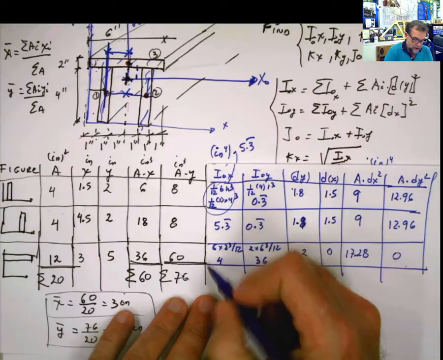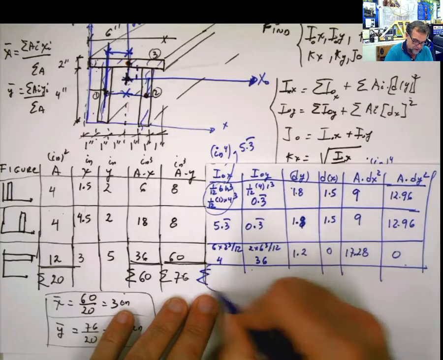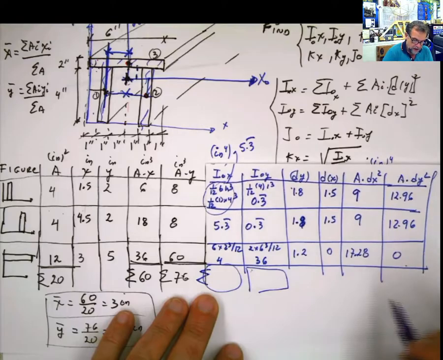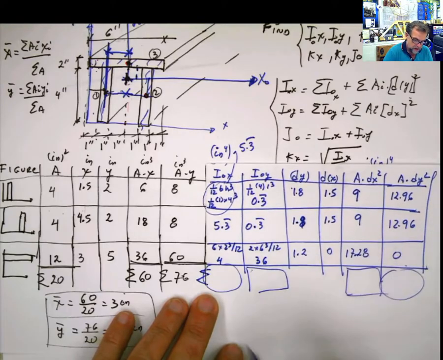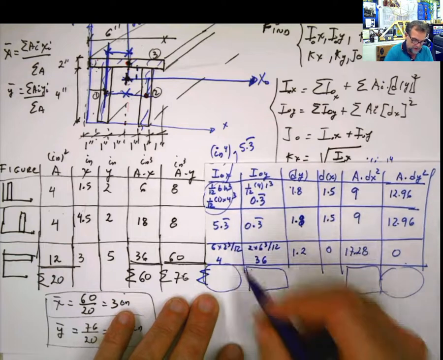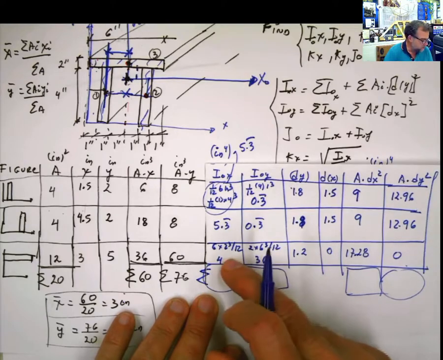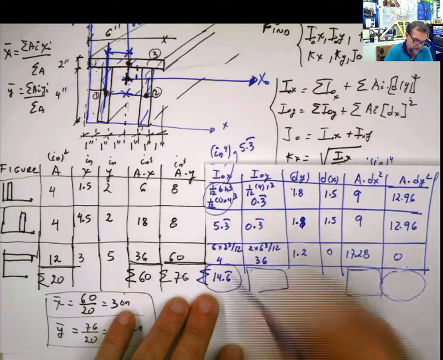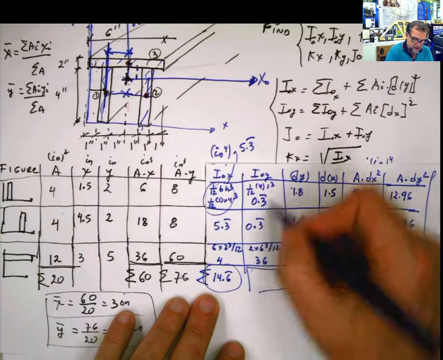Okay, now we have to do the summation here for this, and we're going to do it for this and for this. What is the summation of this? Well, it's going to be 5.3 plus 5.3 plus 4. This is 10.6 periodic plus 4 is 14.6 periodic. What is the summation of this? 36.6 periodic.